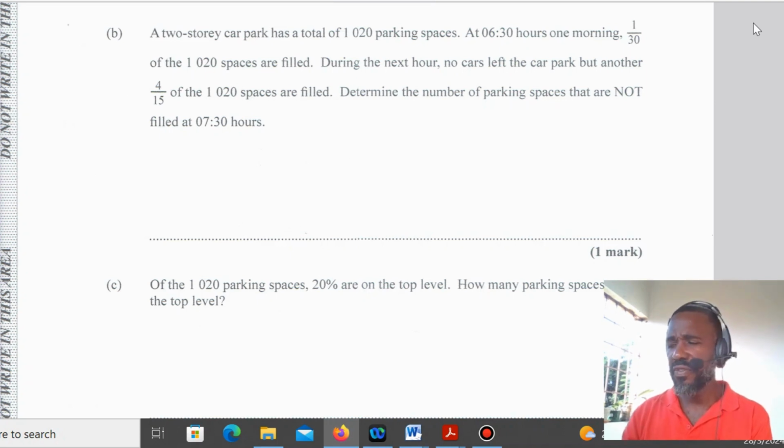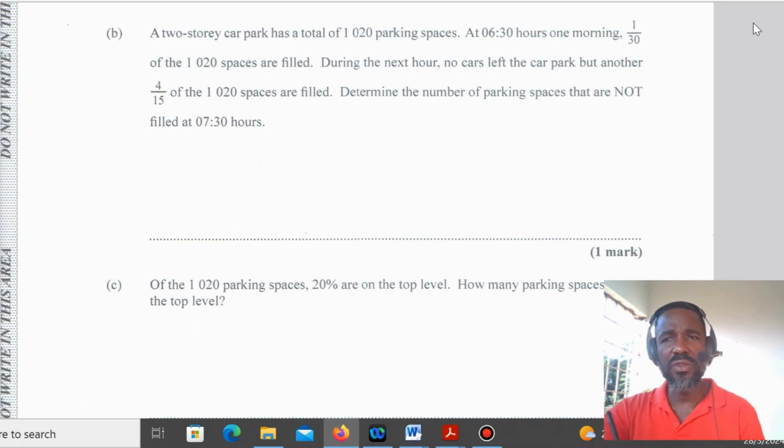So in order for us to find the number of spaces that are not filled, what we have to do is to find the number of spaces that are filled, okay? And then we subtract the number of spaces that are filled from the total, and then we would have got that answer. Okay, so let's go.